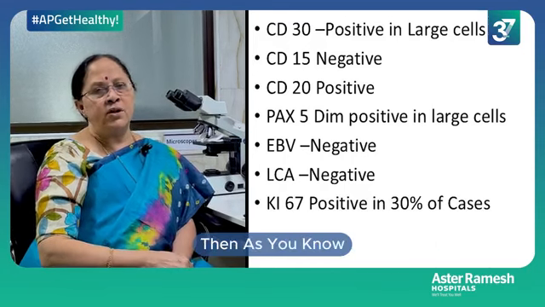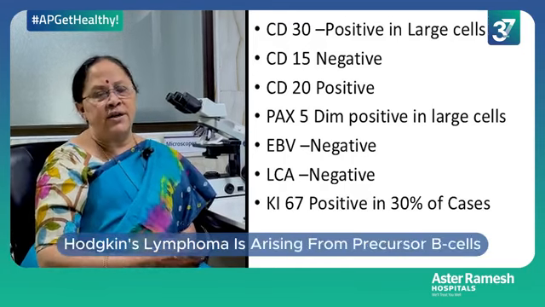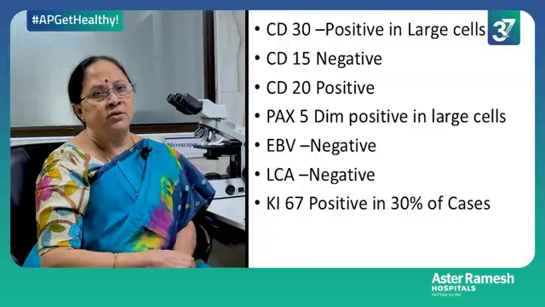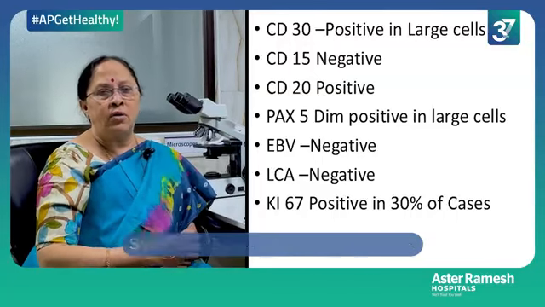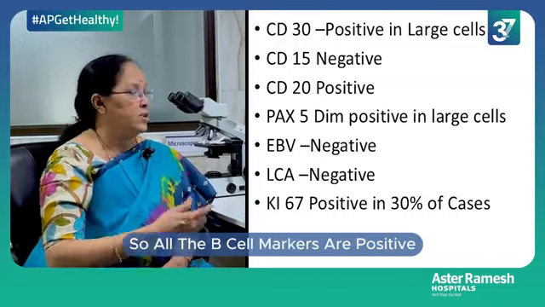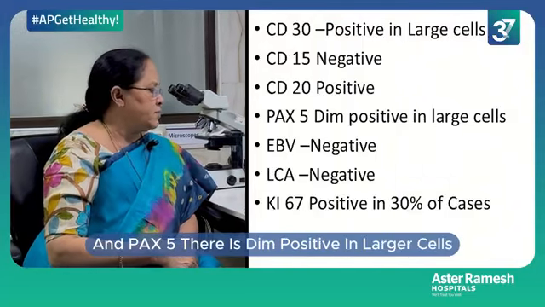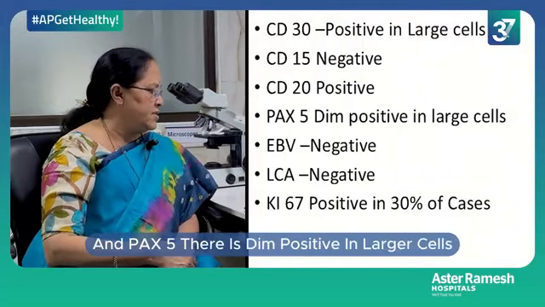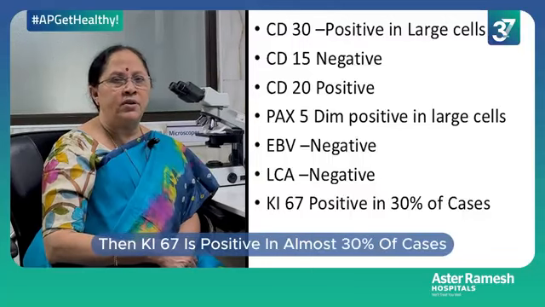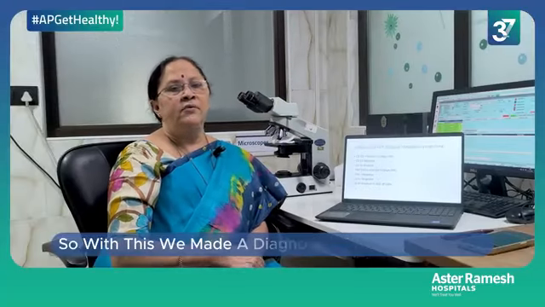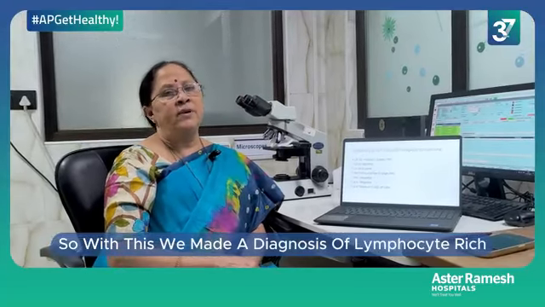Then, as you know, Hodgkin's lymphoma is arising from precursor B cells, so from the B cells. So all the B cell markers are positive. In this case also CD20 is positive, and PAX5 is dim positive in larger cells. Then Ki67 is positive in almost 30% of cases. So with this we made a diagnosis of lymphocyte-rich Hodgkin's lymphoma.